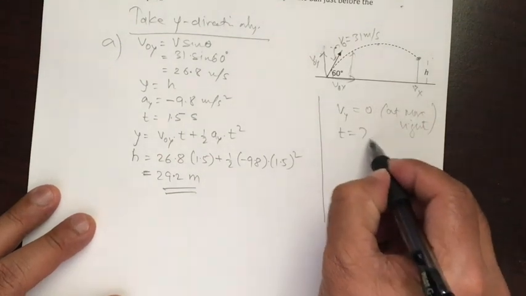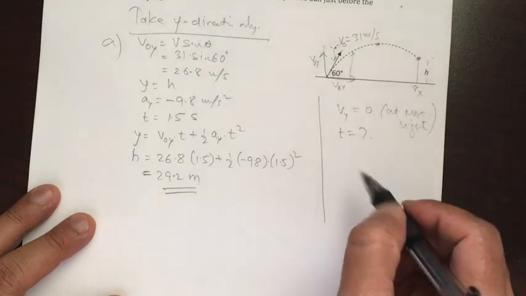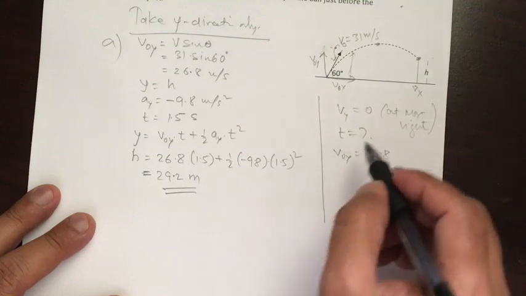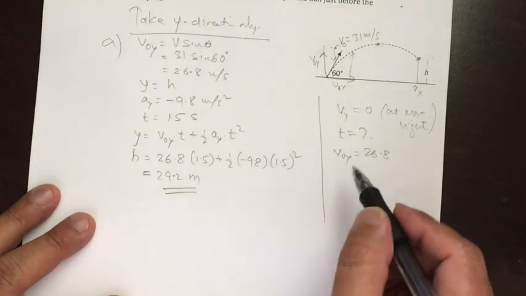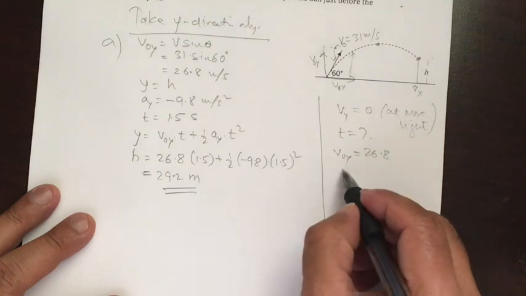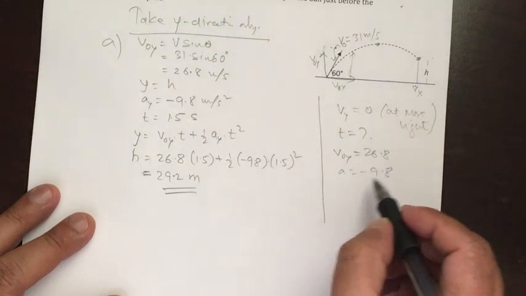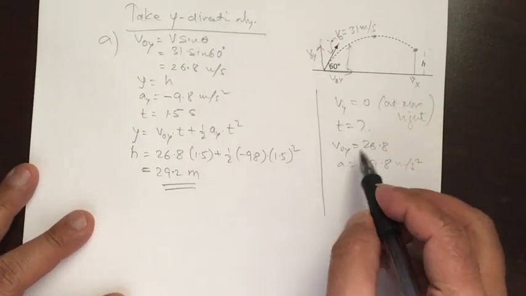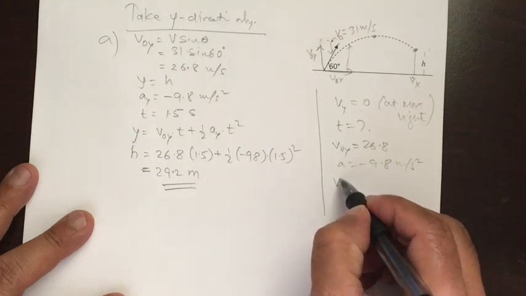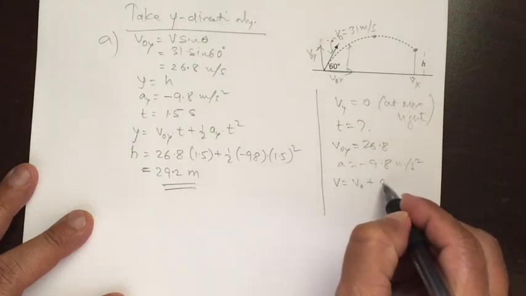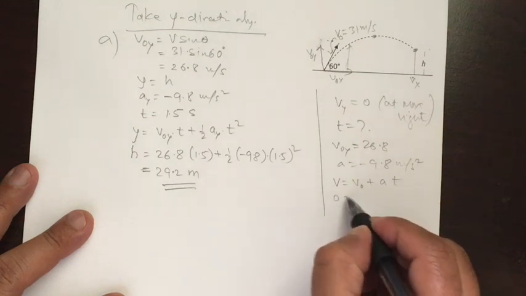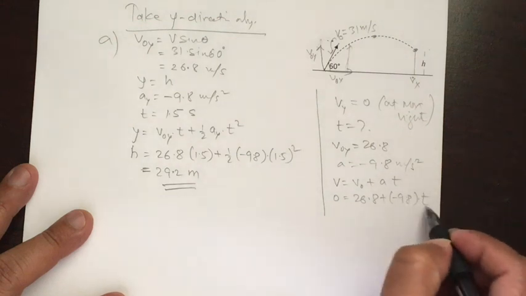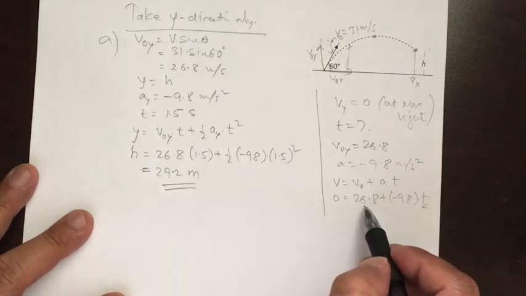So let's find the time to get to the maximum height. Your initial velocity is the same, 26.8. I'm just a little curious, this time looks like more than the earlier time. Your acceleration is again negative 9.8 meter per second square. So what is the formula here? The formula is v equals v0 plus at. So v is 0, v0 is 26.8, plus minus 9.8 times t. So you get time, which is 26.8 divided by 9.8.